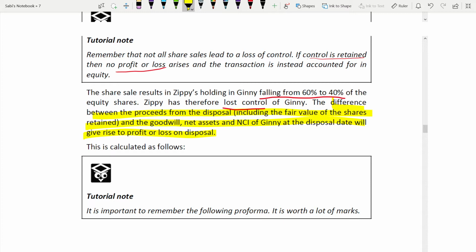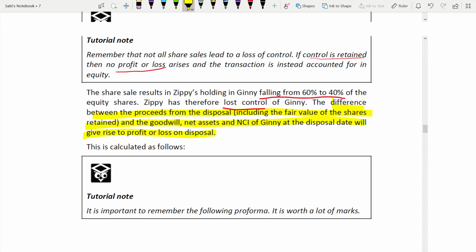The difference between the proceeds from the disposal and the goodwill, net assets and NCI. You are deducting the goodwill, the net assets, and the NCI from that proceed of disposal. Goodwill you have to calculate. Net assets is given there. NCI is given there. Why goodwill? You are deducting because it's also an asset, right? Non-current asset. So that also needs to be deducted, and net assets and NCI of Guinea at the disposal date. Because of this difference between the proceeds from disposal and goodwill, net assets and NCI at the disposal date, it will give rise to profit or loss on disposal.